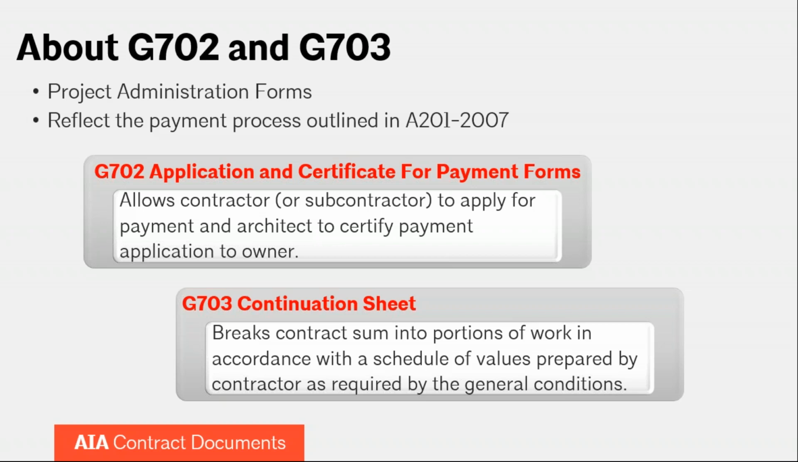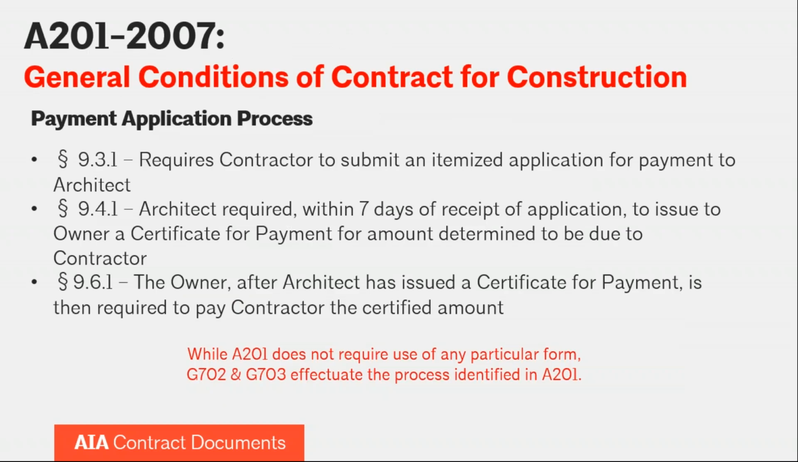The G703 is the related document. That's where the contractor will break down the contract sum and show the progression of the work from the last payment application that was submitted. Now, as I said, the forms reflect the process that's set forth in the A201. There's nothing in the A201 that requires anyone to use the G702 and G703. But if you use the G702 and G703, then your application for payment will be consistent with the requirements that are set forth in the A201.